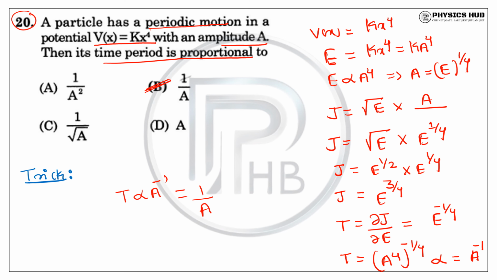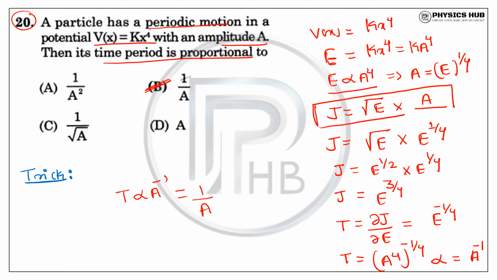To solve this, the potential is given, that is V of x is equal to kx raised to 4. In periodic motion, V is equal to E. So we can write E is equal to kx raised to 4, which we can write as k a raised to 4. So here E is directly proportional to a to the power of 4, and a is equal to E to the power of 1 by 4. So J is equal to square root of E into a.